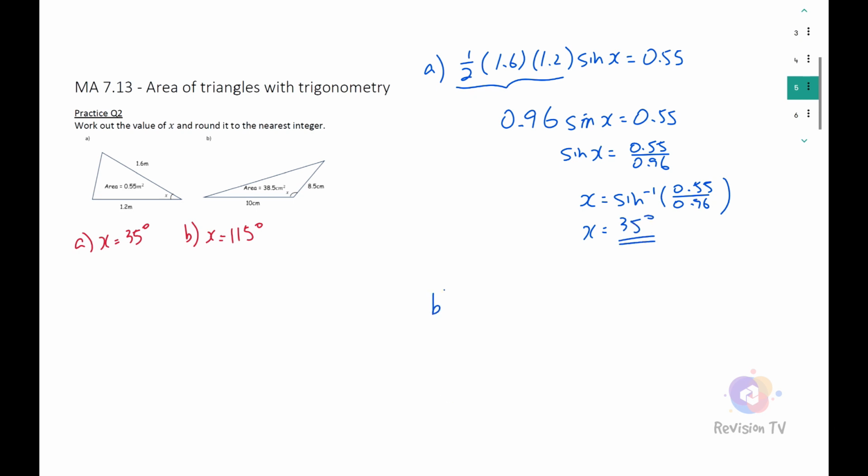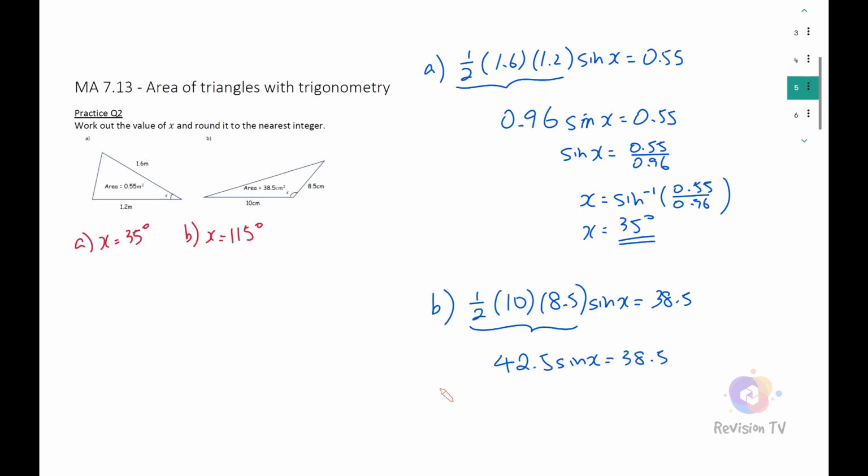Next, part B. Same thing, half times 10 times 8.5 sine x equals 38.5, not 35.5 degrees, 38.5. So half times 10 times 8.5 is 42.5. So 42.5 sine x equals 38.5. Sine x equals 38.5 over 42.5. X equals inverse sine of it, and you'll get 64.9 degrees.